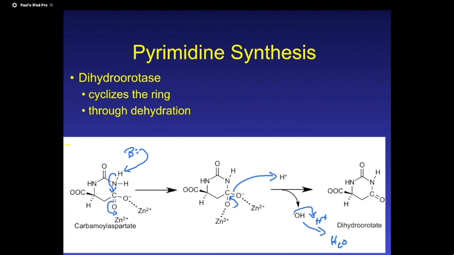Now, here's something different in the pyrimidine synthesis. We started with, in the purine synthesis, the ribose. And we added a nitrogen, and then we built the ring base around it. Here, we're starting to build the base pair without the sugar yet. So it's kind of backwards between the two.